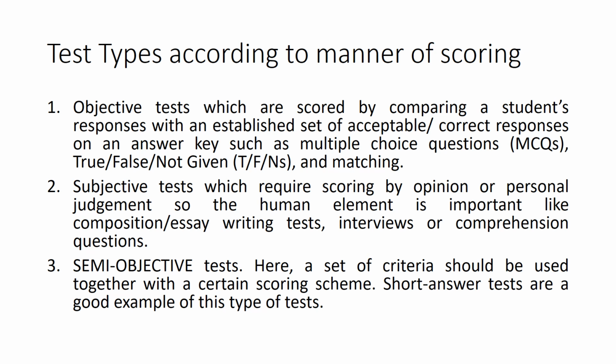Computers can do the scoring instead of the teachers. Why? Because the correct answers are already decided, already known, so it does not need any personal or human element to do the scoring. Like what kind of questions can be objectively scored? The MCQs. What do you mean by this? The multiple choice questions, the true false questions.